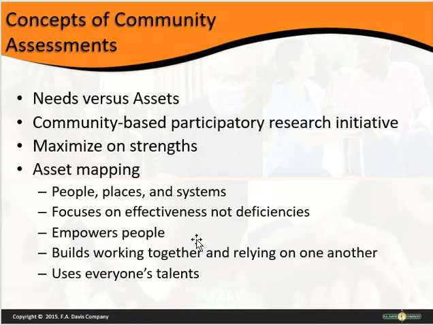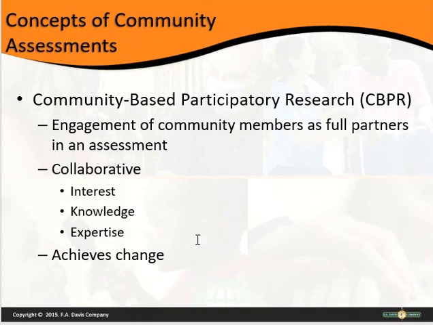And then, as we've talked about, the more you include, it empowers people, builds working relationships, and uses everyone's talents because you'll pull people from all different jobs. Like, for example, city planning, the health department, school personnel, whatever the project is focused around, even the local hospitals. Okay, so collaboration achieves change. Community-based participatory research is engagement of community members as full partners in an assessment. So they need to be on board from the very beginning.